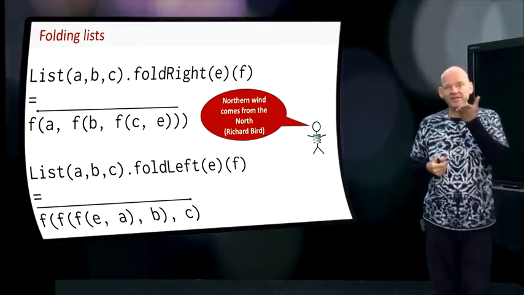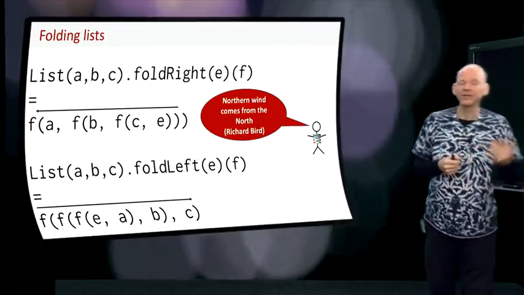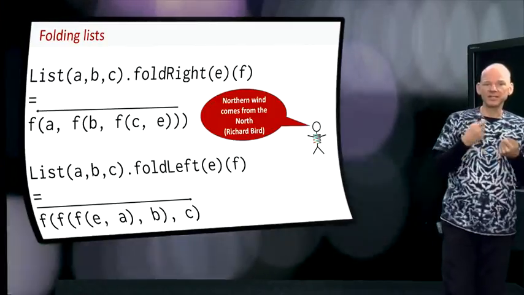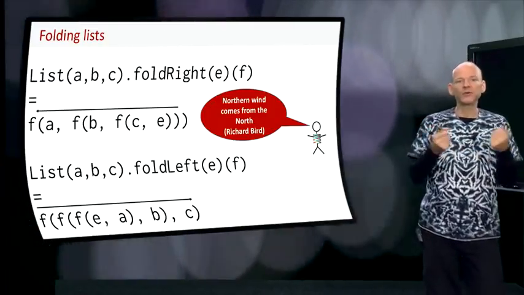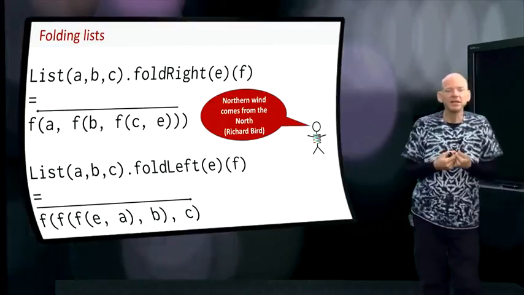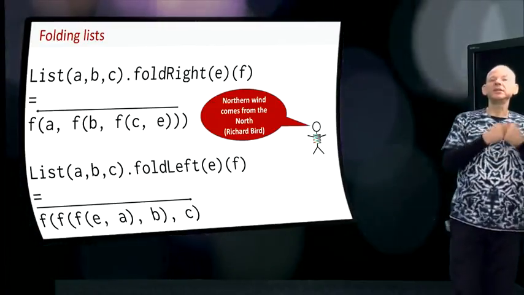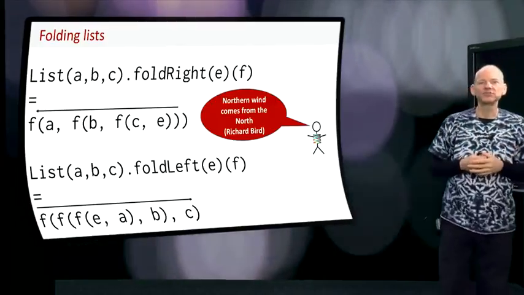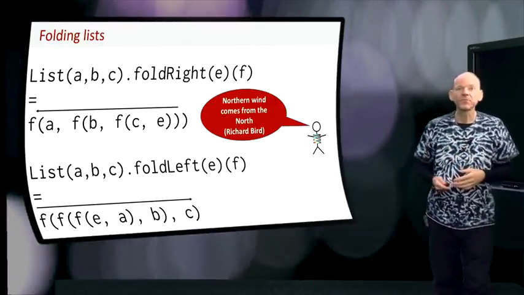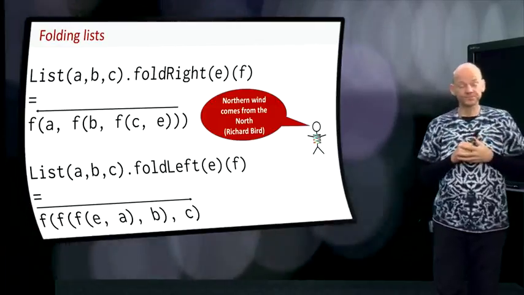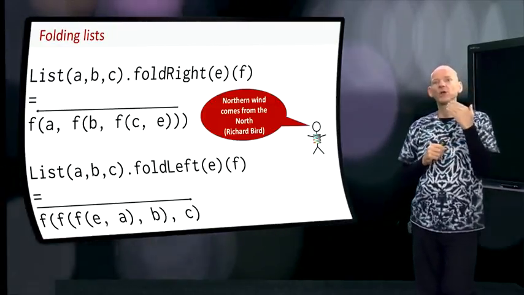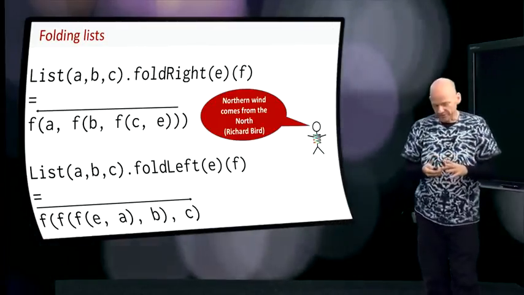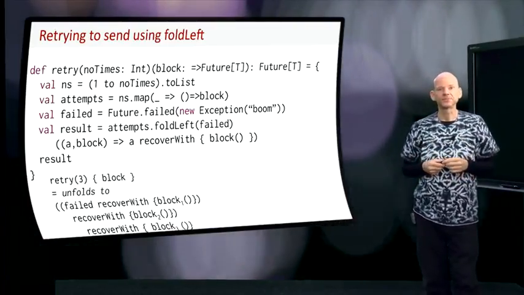Obvious, huh? Then if we look at fold left, that folds from the left. It starts with a neutral element and the combiner function, and first combines e with a, then combines that with b, and then combines that with c. So it associates the other way around. We're going to use both fold left and fold right to implement our function to retry a computation.